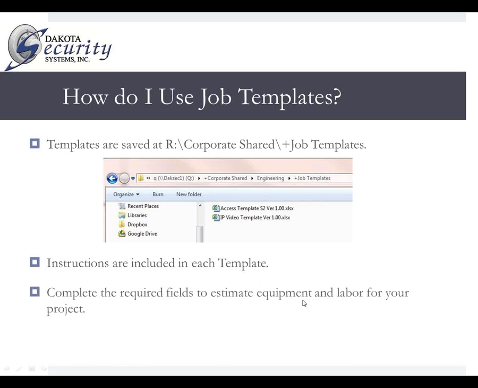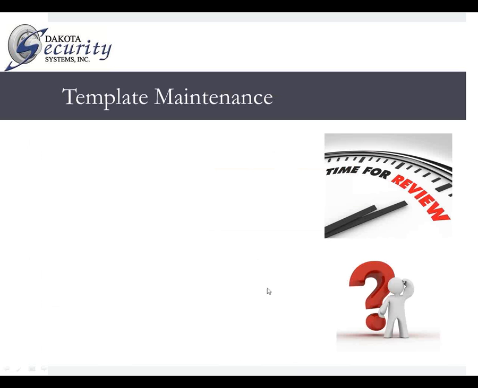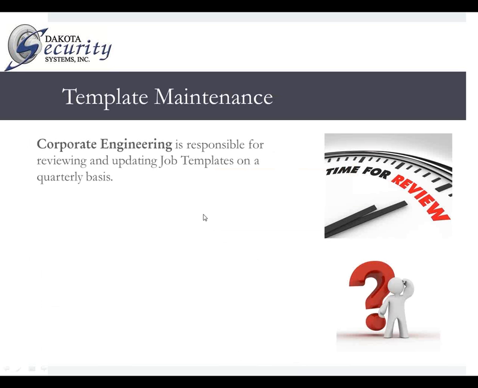And then from that point, once you use the template, you need to complete the required fields, and equipment and labor will be generated for you. And then you need to go into Sage and create a job in 3.5 and a takeoff and enter in the data that's provided by the template. So that's how that works. The template will not provide you with any pricing, but again, it will provide you with the part numbers and the labor numbers required to generate your bid.